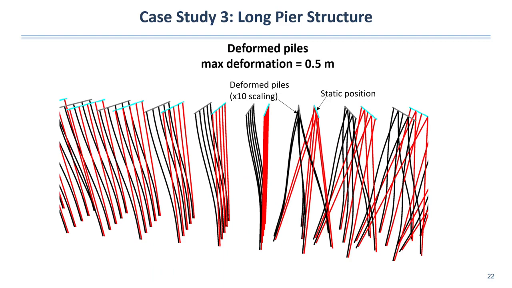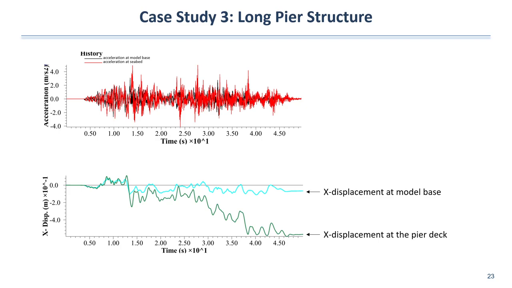So from the program, we calculate the maximum deformation of the pier structure is only about 0.5 meters. Maybe the figure is not clear, but from here we can see how all the piles are deformed. The top of the piles will deform the same amount because of the rigidity of the capping beam and deck connection, but the bottom will deform differently because of the soil displacement. Here is an Excel plot showing displacement at the model base with time and displacement at the deck of the pier. Its displacement is about 0.5 meters, way less than the displacement of the soil near the slope.